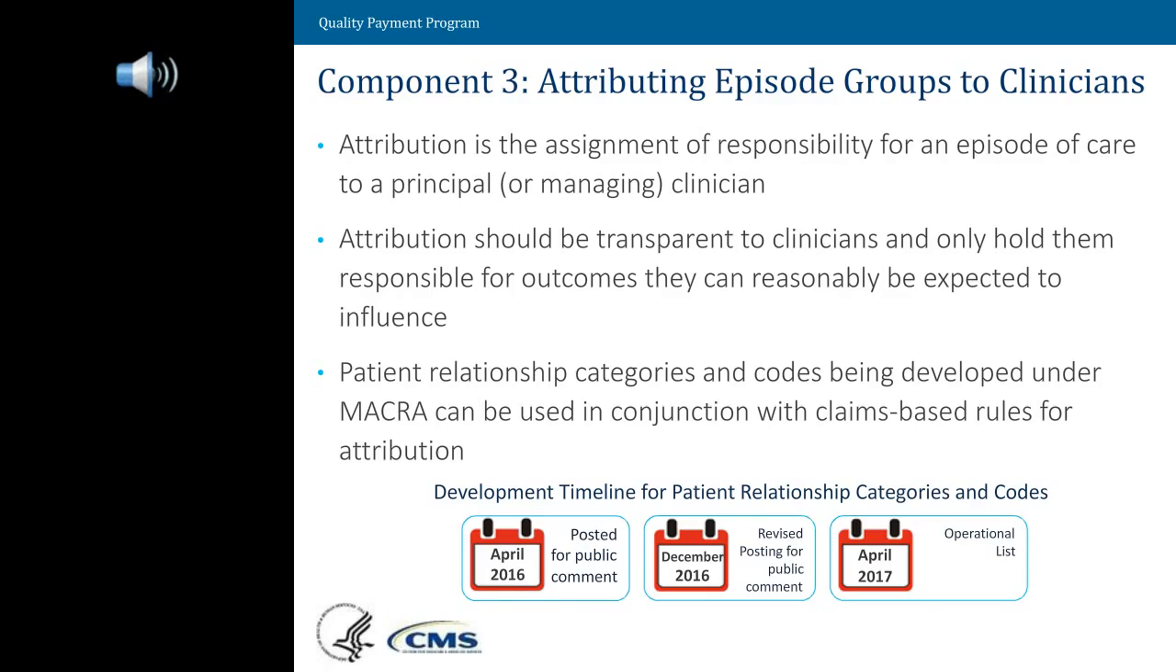The figure at the bottom portion of your screen shows the development timeline for patient relationship categories and codes. On the left-hand side, in April 2016, an initial list was posted for public comment. We received many public comments and revised the list, and again posted a revised list in December of 2016, again asking for public comment. In April 2017, an operational list will be posted. Next slide, please.